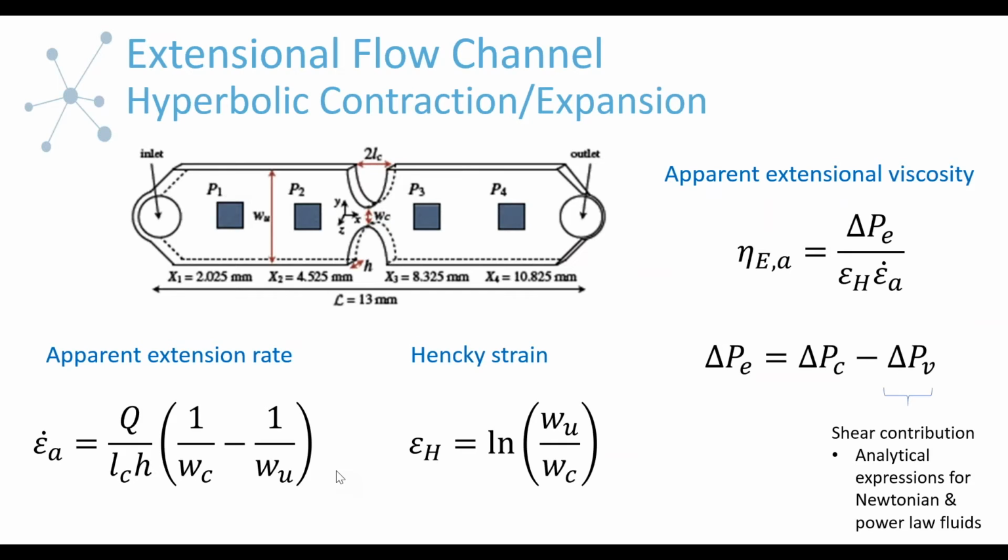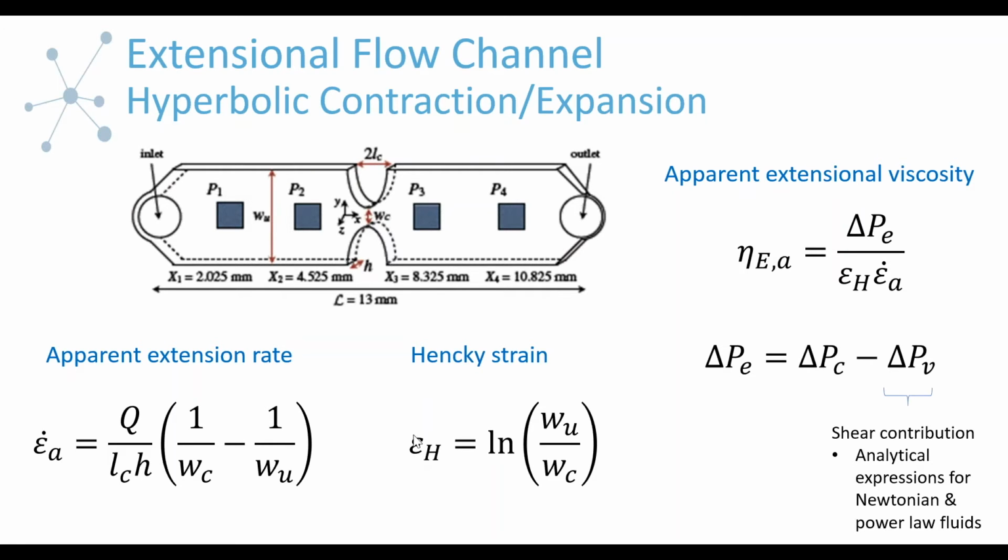Okay, so if you're interested in the exact way that this is calculated, what's going to be relevant, as I mentioned, is that as your fluid element goes into the hyperbolic contraction, it's going to experience some rate of extension. And that is just going to be dependent on the volumetric flow rate and the dimensions of the flow channel, which are defined in this schematic here. So it's basically just the length of the contraction, the height of the flow channel, and the width of the channel in the contraction relative to the width of the channel before and after.